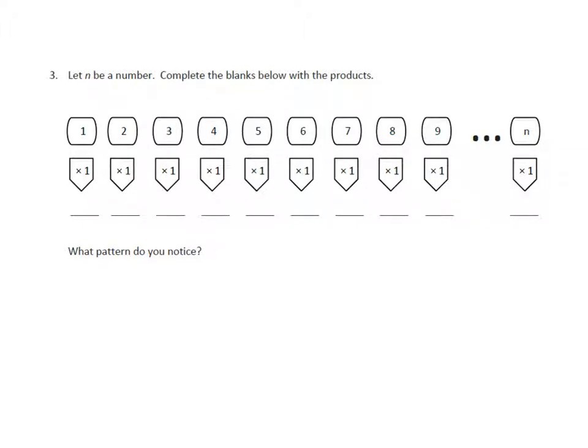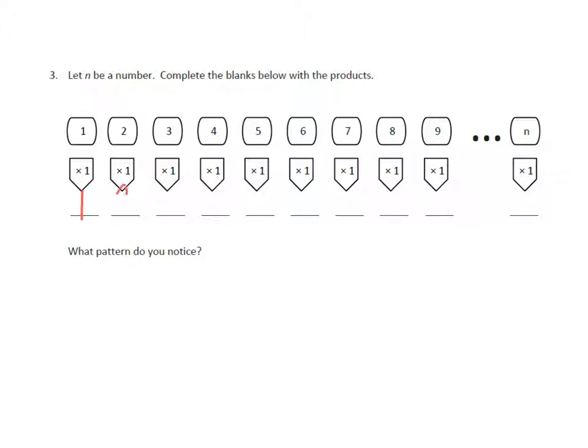Let's take a look at number 3. It says let n be a number. Complete the blanks below with the products. Go ahead and solve this one. So you're going to take the top number and multiply it by 1 and write the answer on the line. I'll do the first one with you. 1 times 1 is 1, so I'm going to write that on the line. Go ahead and pause the video while you work. Replay when you are ready.